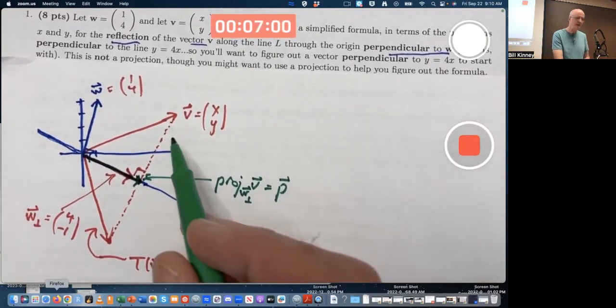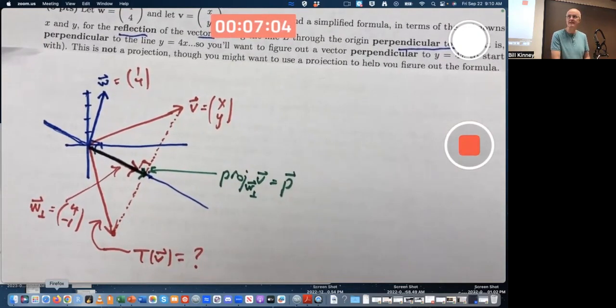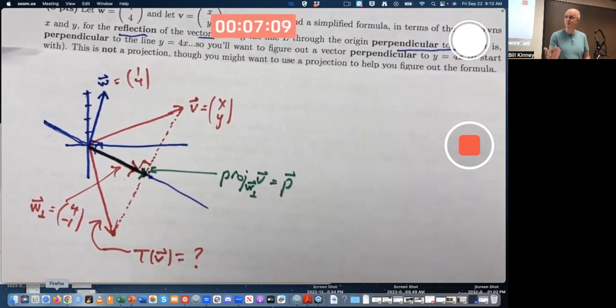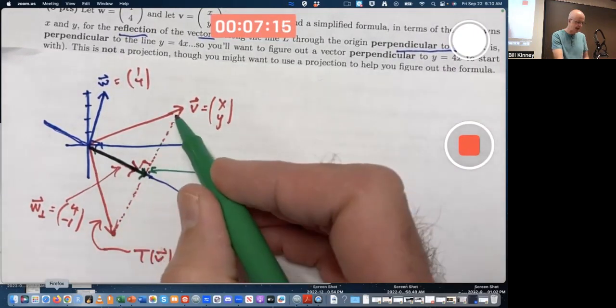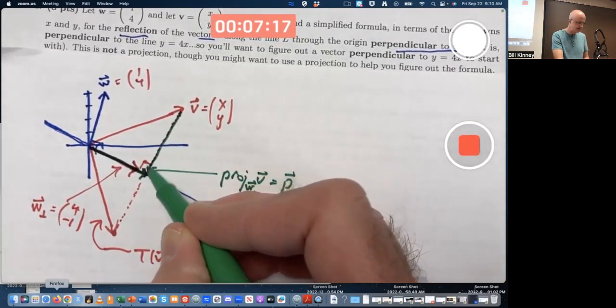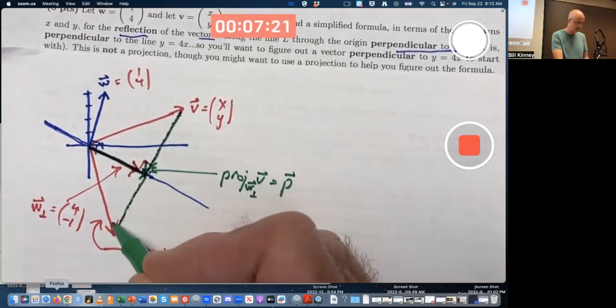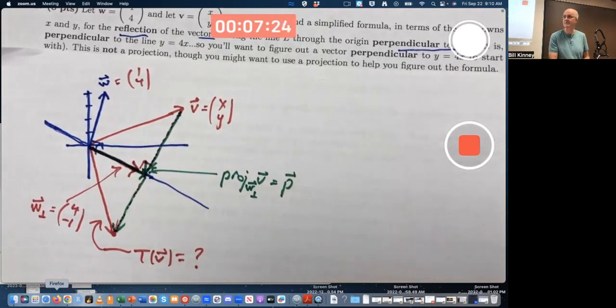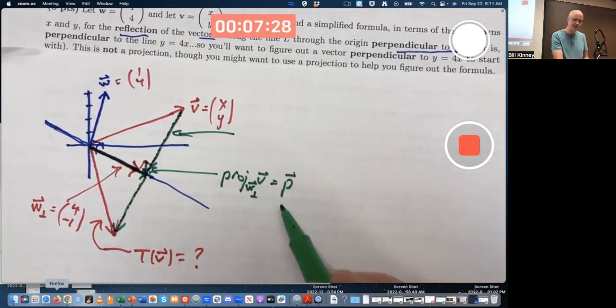The question is, how can we get from V to its reflection, T of V? That's the final thing you got to realize before you try figuring out the final formula. How do you get from V to T of V? One way to get from V to T of V is to add this vector to V and then add it again. Or in other words, add 2 times that vector. What's that vector right there? You can relate it to P and V.